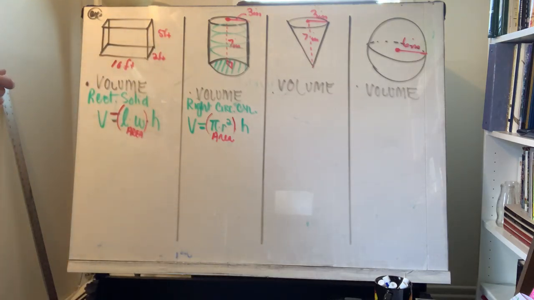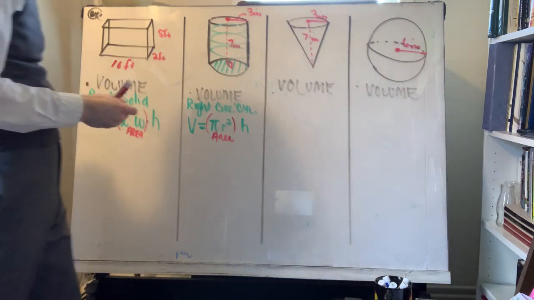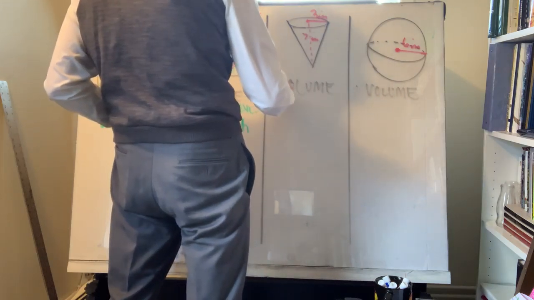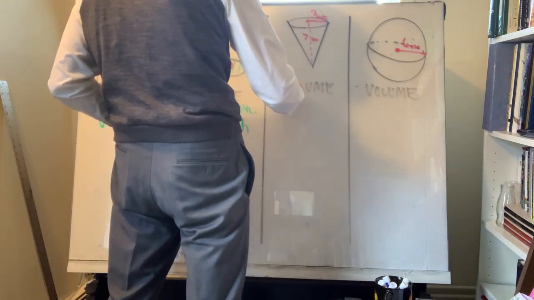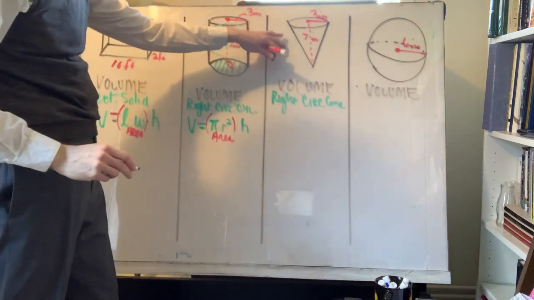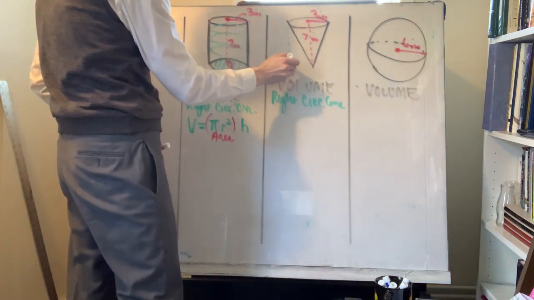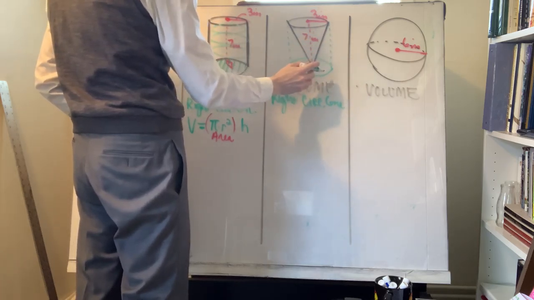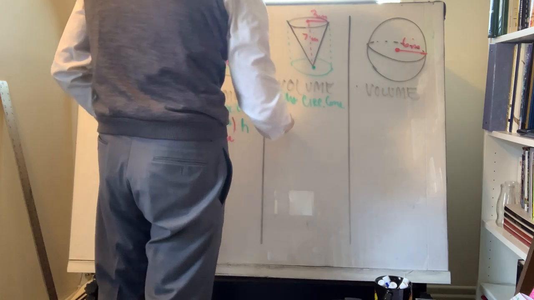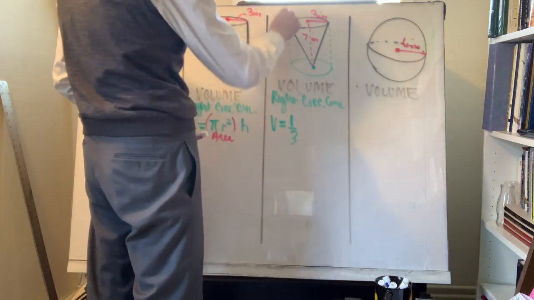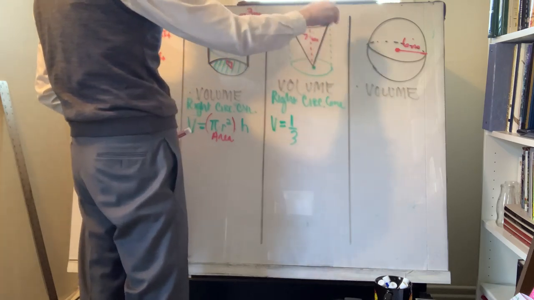When you get into something like a cone, it's a little bit more tricky, and I'm not doing it any justice, but I'll just tell you. This is a right circular cone. It turns out that the volume of a cone is realistically 1/3 the overall volume of a cylinder that it would fit inside perfectly.